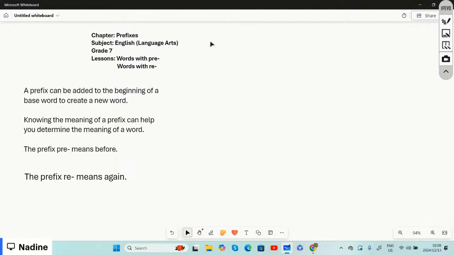All right. And we say that a prefix can be added to the beginning of a base word. Once it is added to the beginning of a base word, it changes the meaning of the word because it creates a new word. So we'll have our prefix, for example, pre or re, and then you have your base word, whatever the base word is. Once we add either pre or re to that base word, it changes the meaning of that new word.